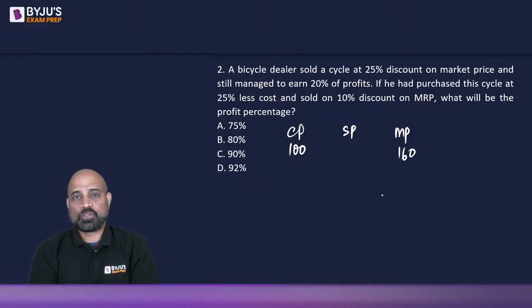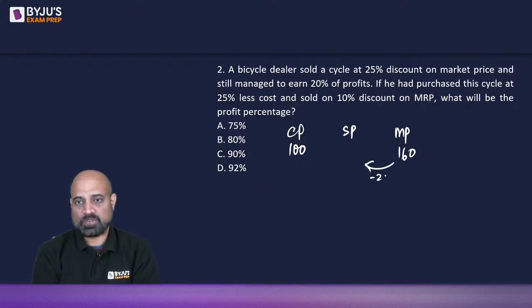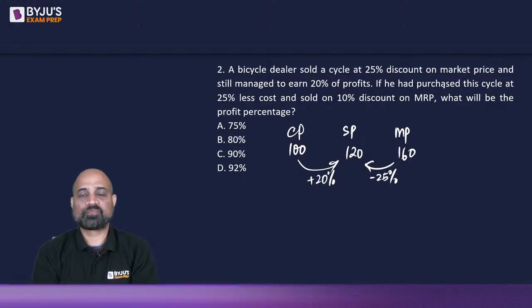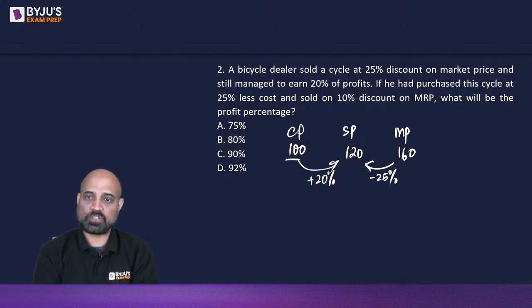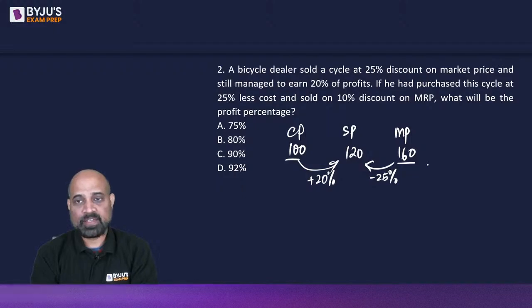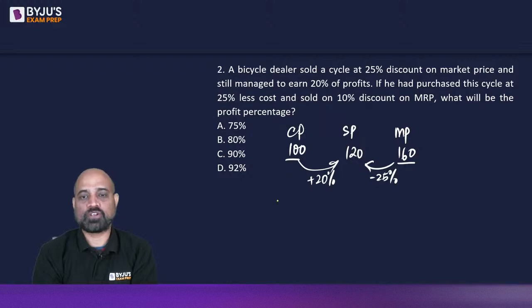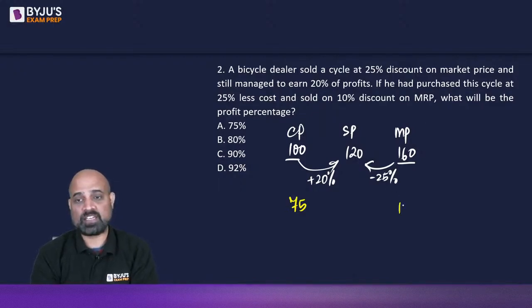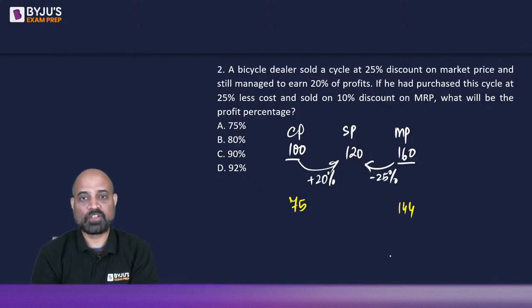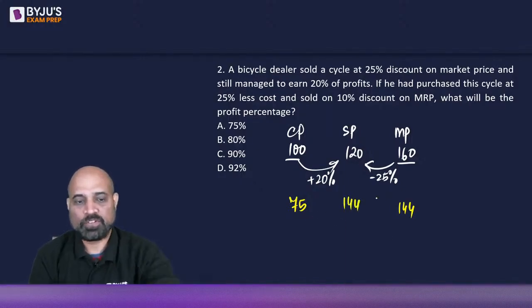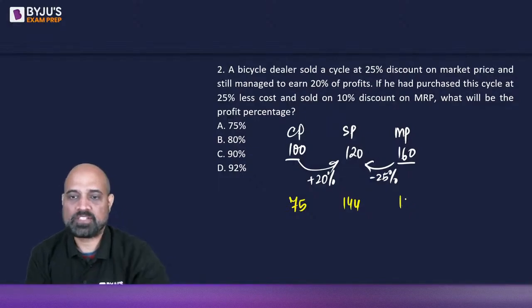So if I take 1/4 of 160, that is 25% discount, I will end up at 120, and this is still 20% profit. So the first statement completely makes sense if I take cost price as 100 and mark price as 160. Now, if we had purchased this cycle at 25% less cost, as in if the new cost price is 75, and sold on 10% discount on MRP, that instead of 160, if we had sold it for 144, then 144 यहाँ लिखना चाहिए मुझे, and 160 तो MRP है ही.